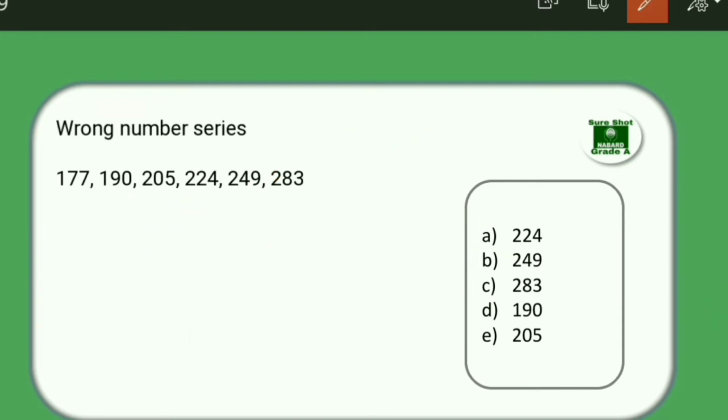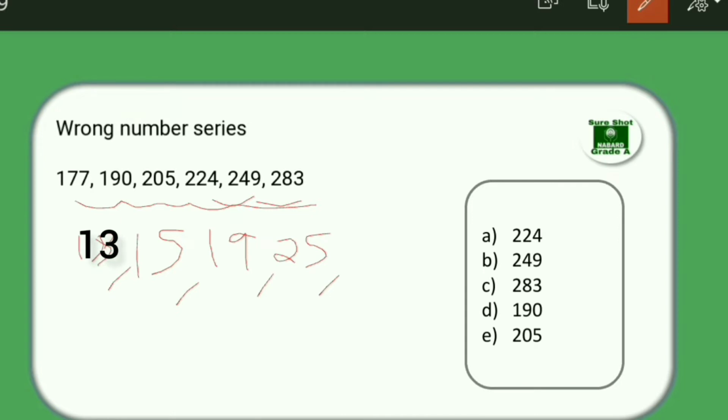Come to the next question. This is also a wrong number series. There is no big jump in the numbers, so it's a plus or minus series. Let us take the difference between the numbers. 77, 19, 13, 98, 205. It is 15. Now 205 to 224 is 19. Now 24, 49, 25. 49, 83, 50, 33, 34.